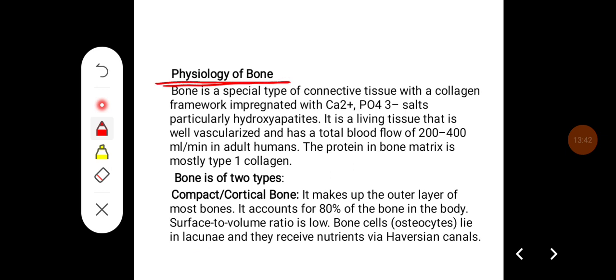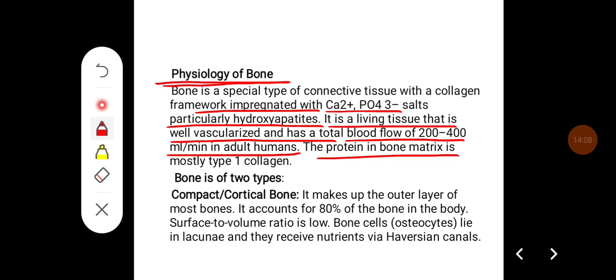Coming to the physiology of the bone. Bone is a special type of connective tissue with a collagen framework impregnated with calcium and phosphate salts, particularly hydroxyapatites. It is a living tissue that is well vascularized and has a total blood flow of about 200 to 400 ml per minute in adult humans. The protein in bone matrix is mostly type 1 collagen.